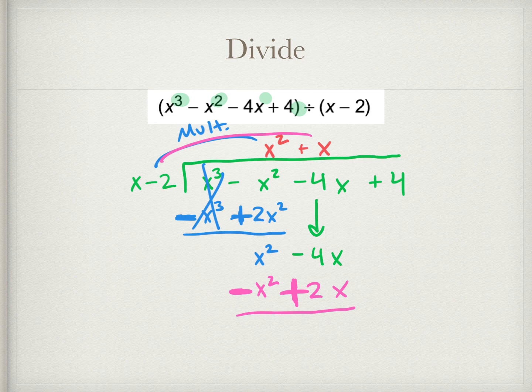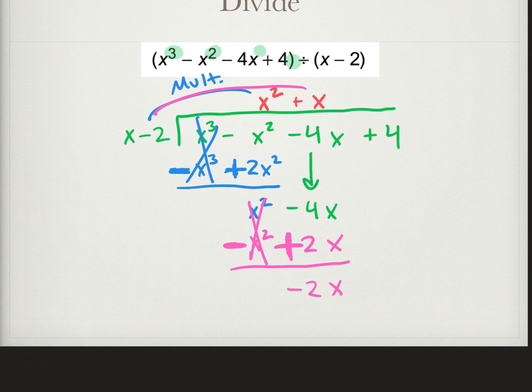So what happens to the x squareds? Cancel out. What is negative 4x plus 2x? Negative 2x. Then we do the same pattern again. Divide by x. So what is negative 2x divided by x? Negative 2. Then what?